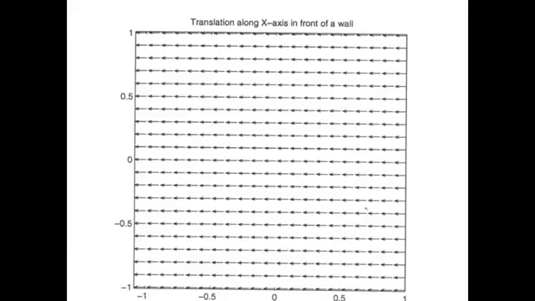Okay, this is a truly boring case. So imagine that I'm translating along the x-axis in front of a wall. So I'm just moving the camera to the side. The wall is at some fixed distance. Nothing changes. The optical flow is as boring as you get.